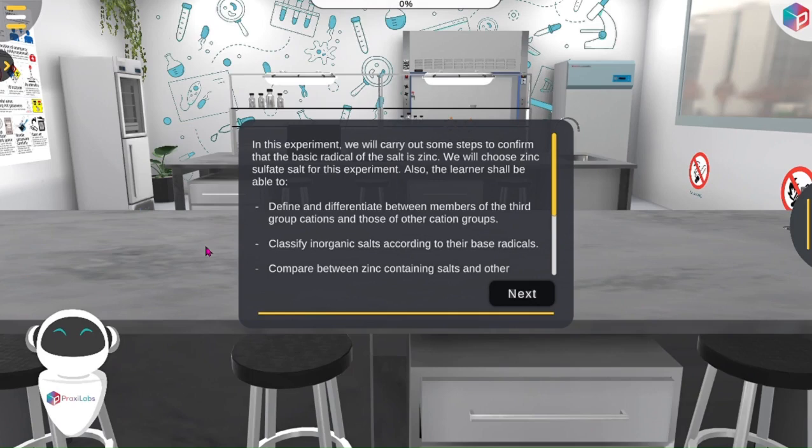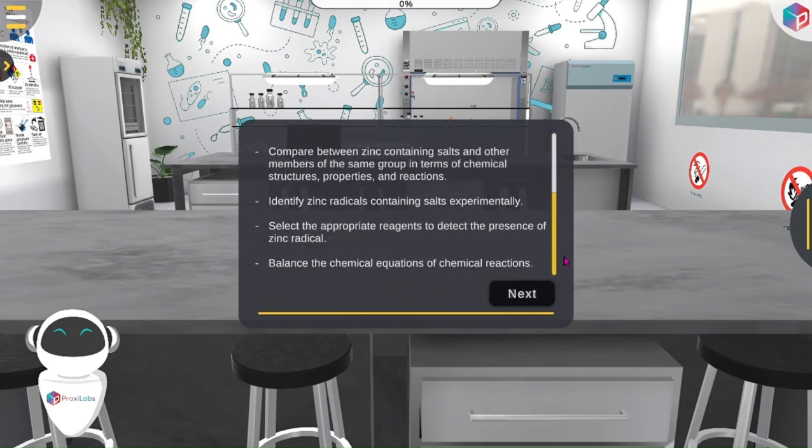Also, the learner shall be able to define and differentiate between members of the third group cations and those of other cation groups. Classify inorganic salts according to their base radicals. Compare between zinc-containing salts and other members of the same group in terms of chemical structures, properties, and reactions. Identify zinc radicals containing salts experimentally. Select the appropriate reagents to detect the presence of zinc radical. Balance the chemical equations of chemical reactions.